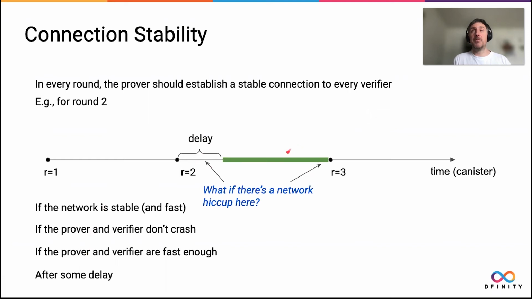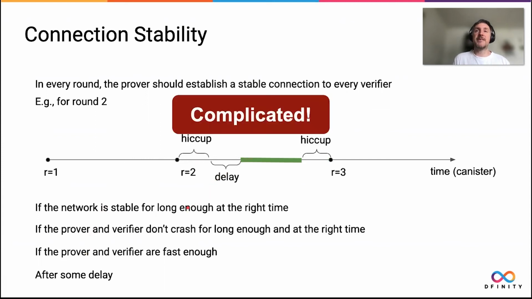Well, we still probably want to be able to establish some kind of connection for the period where there are no hiccups. So we want to say that if the network is stable for long enough at the right time, and so on, and so on. So it gets pretty complicated, right? So actually in this project, we could encode all of this, but then the analysis would get quite complicated.